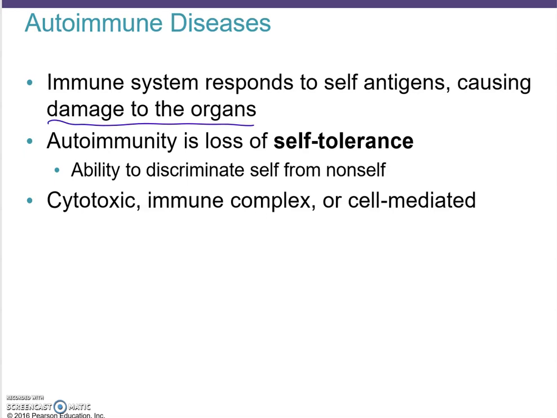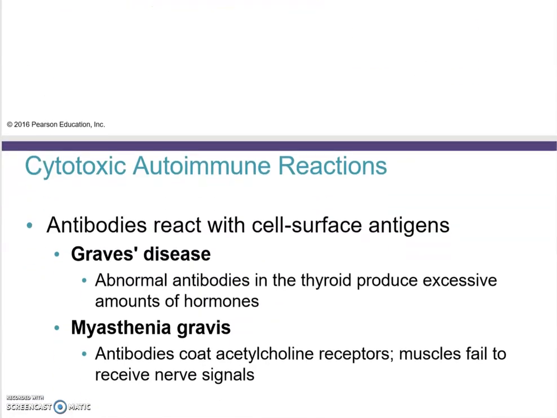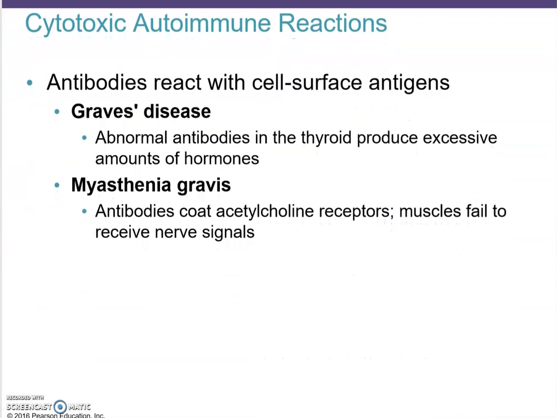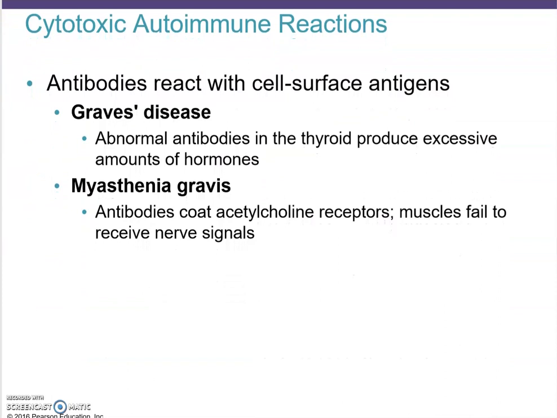So we can have different types of autoimmune diseases. They could be cytotoxic, immune complex type of immune diseases, or cell-mediated autoimmune diseases. Let's take a look at that. So cytotoxic immune reactions first. Autoimmune reactions, that is, the antibodies react with cell surface antigens.